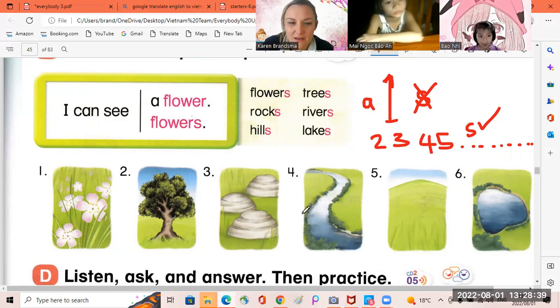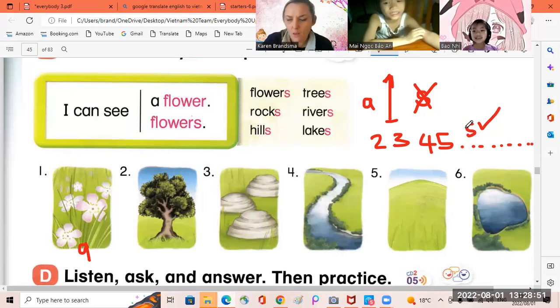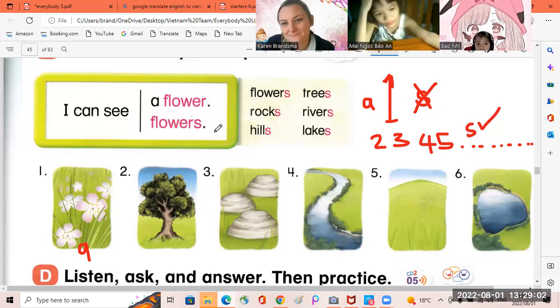Okay, look over here. One, two, three, four, five, six, seven, eight, nine, ten. Nine? Nine. Yes. Nice. I can see nice flowers. Flowers. I can see flowers. I can see a flower.